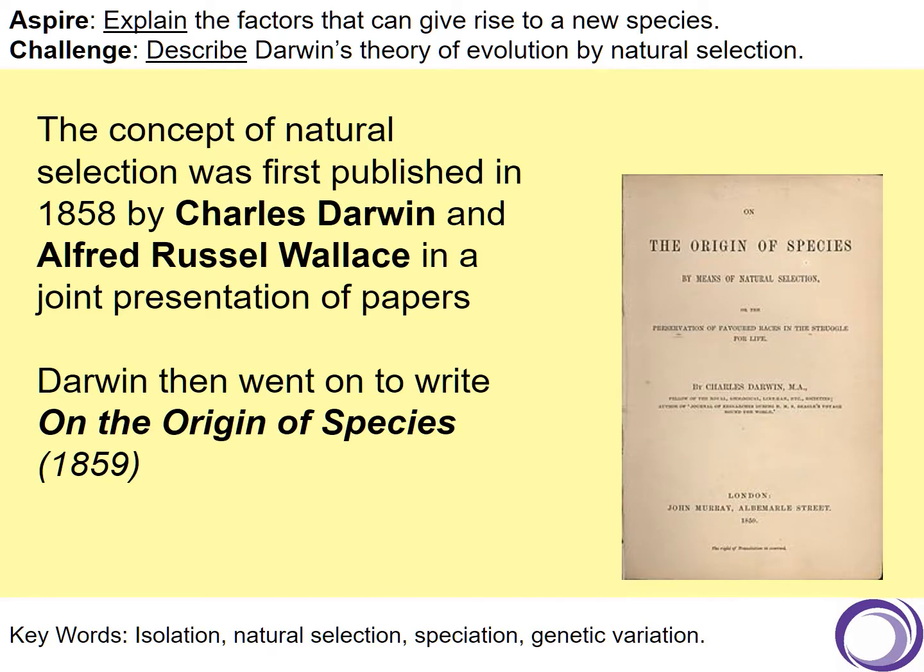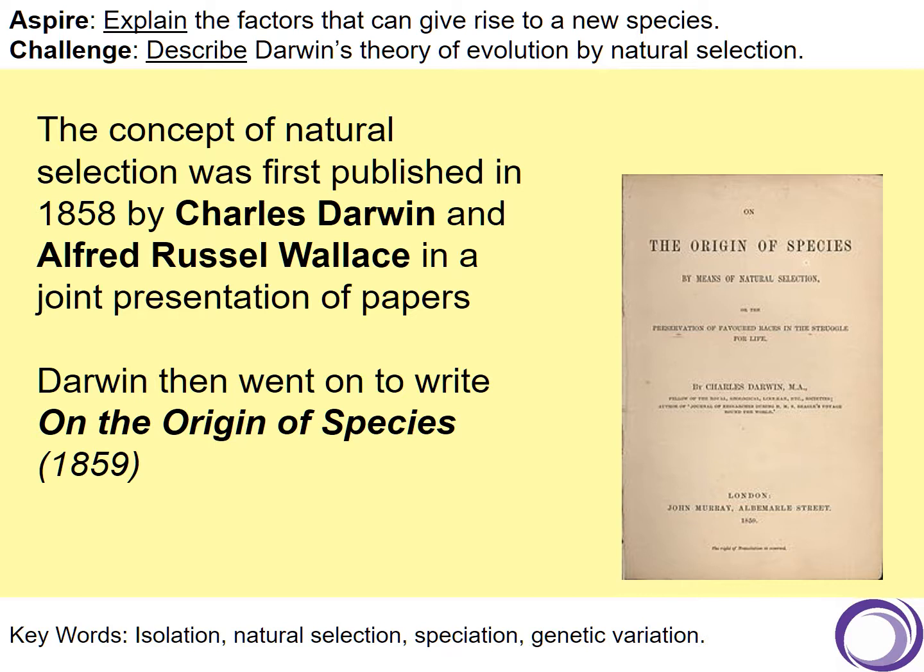The concept of natural selection was first published in 1858 by Charles Darwin and Alfred Russel Wallace, in a joint presentation of papers. Then Darwin went on to write the famous Origin of Species, which was a paper written in 1859, which went into more detail about the origin of species and evolution.